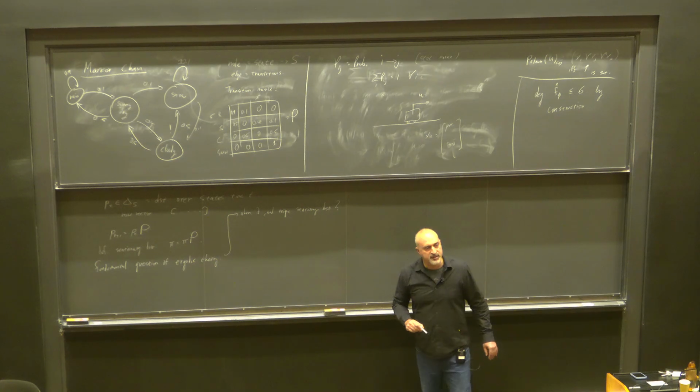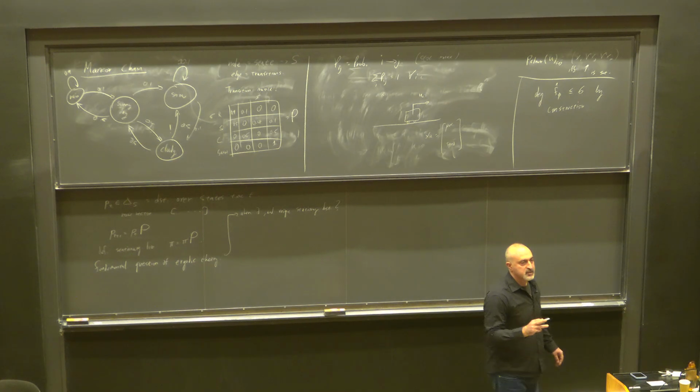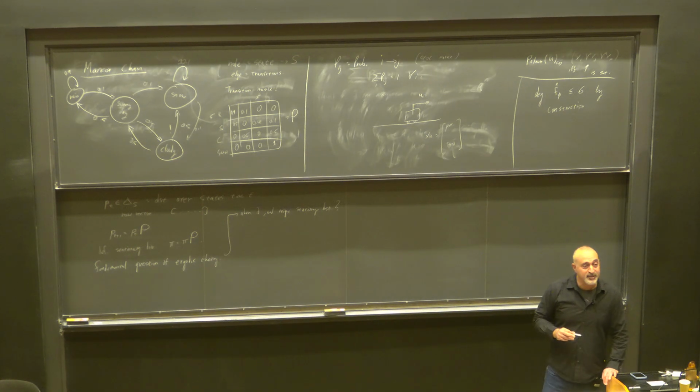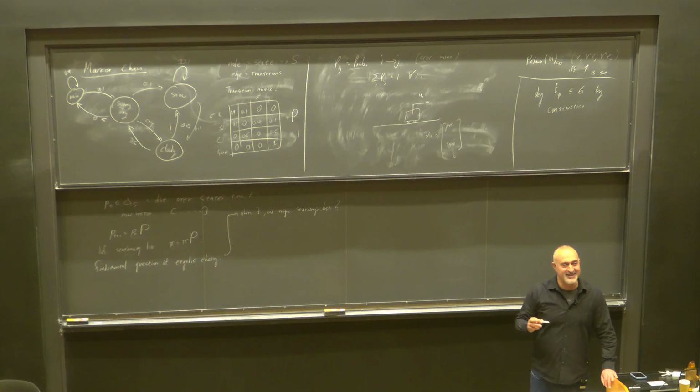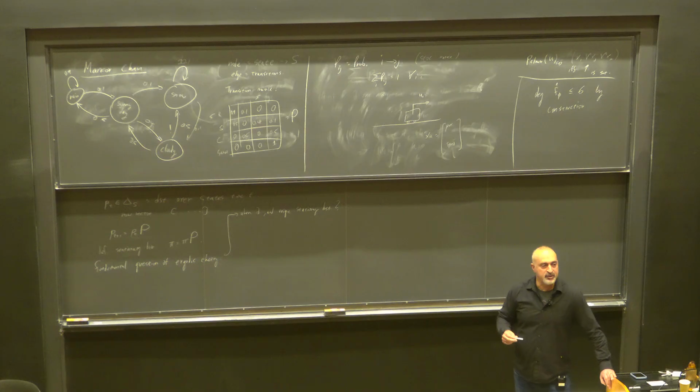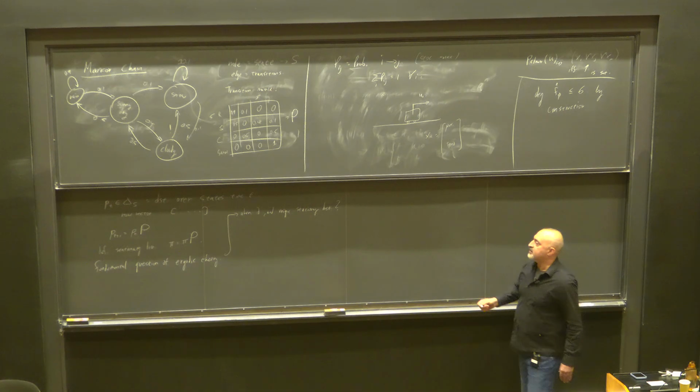For example, who can give me an example of a Markov chain where there is no unique stationary solution? Yeah. If you have a reducible one where there are two separate components, then you can have stationary solutions for any convex combination. Very good.